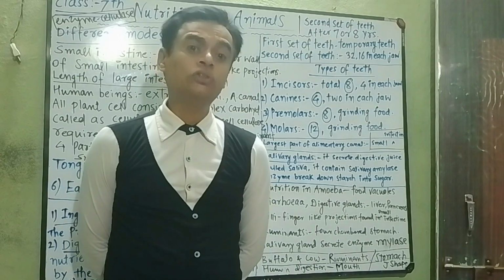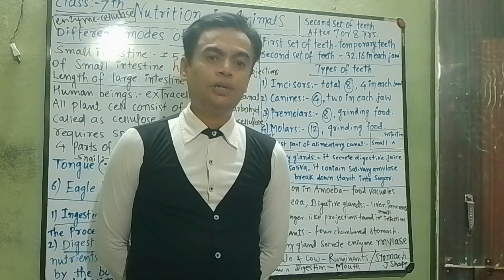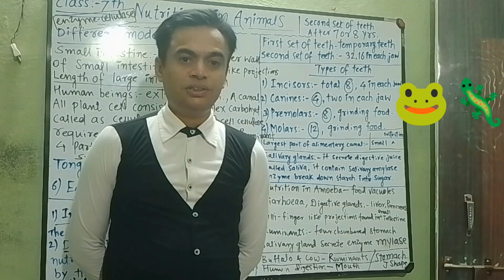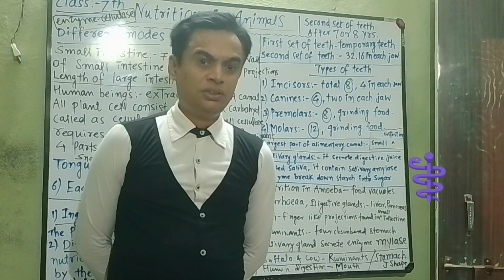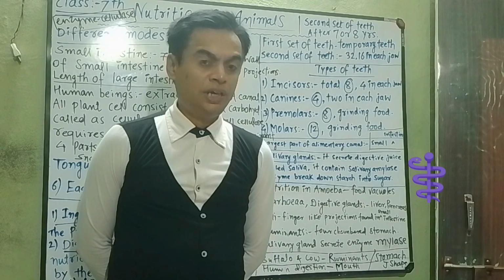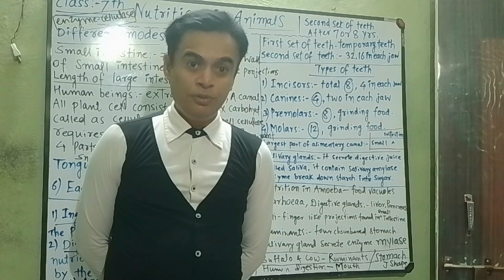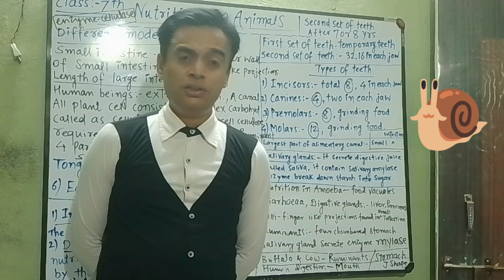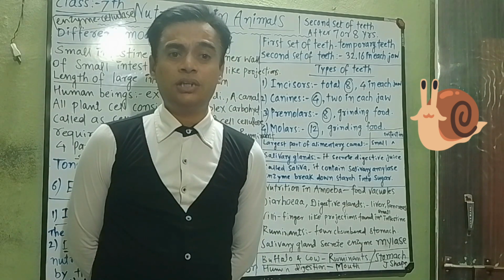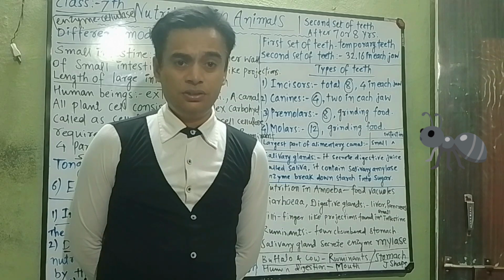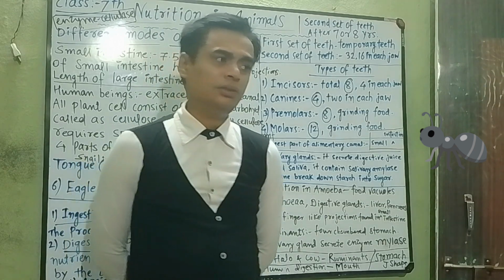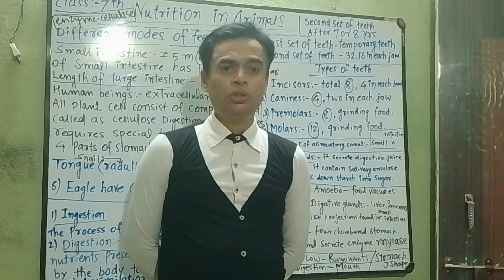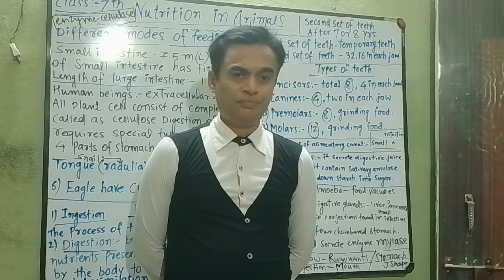Now, nutrition in animals. There are different types of animals such as amoeba, frog, lizard, chameleon, snake, starfish, eagle, snail. Different types of nutrition are there. In leaf cutting ants, the nutrition is also different. Now there are a number of animals. Ruminants are also there, human beings are also there. So the mode of feeding is so much different.